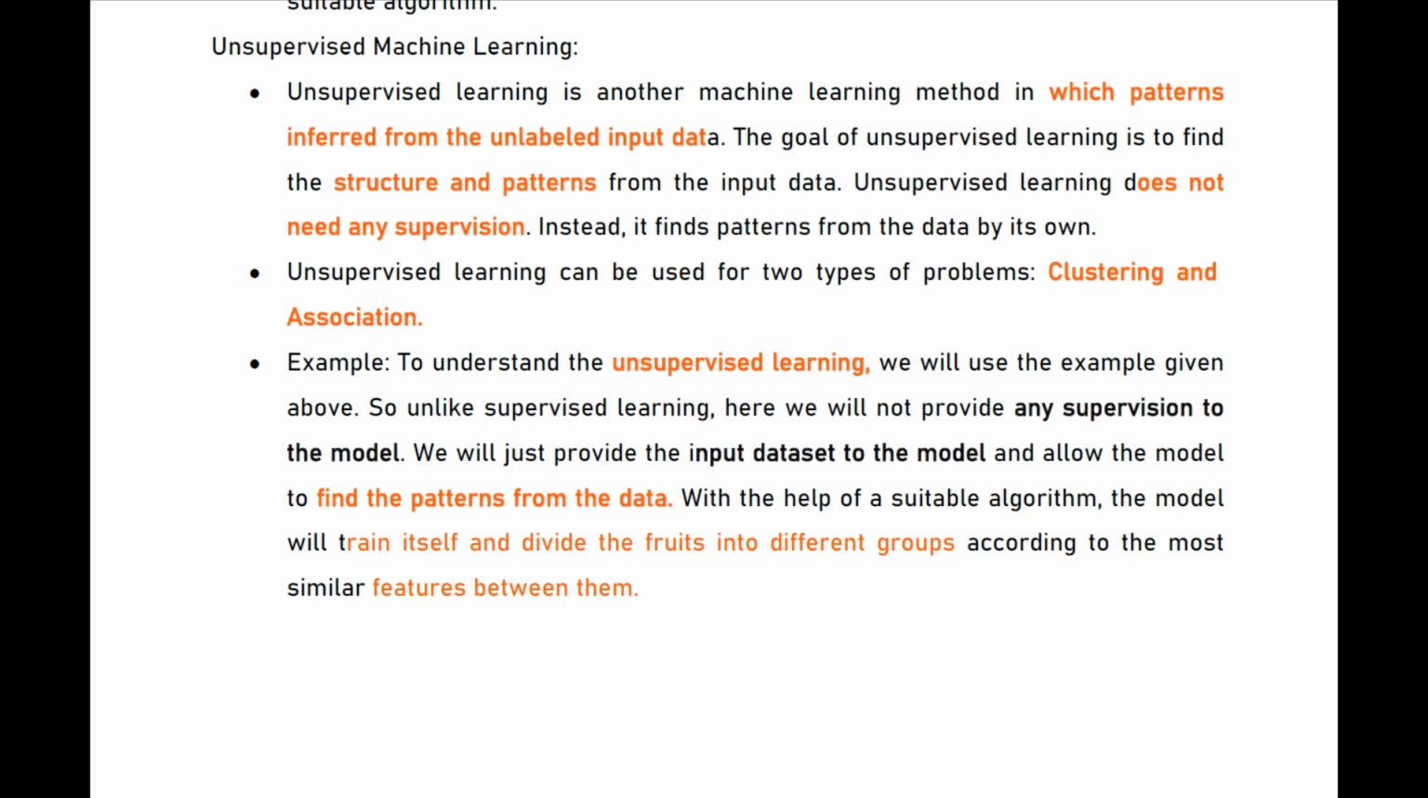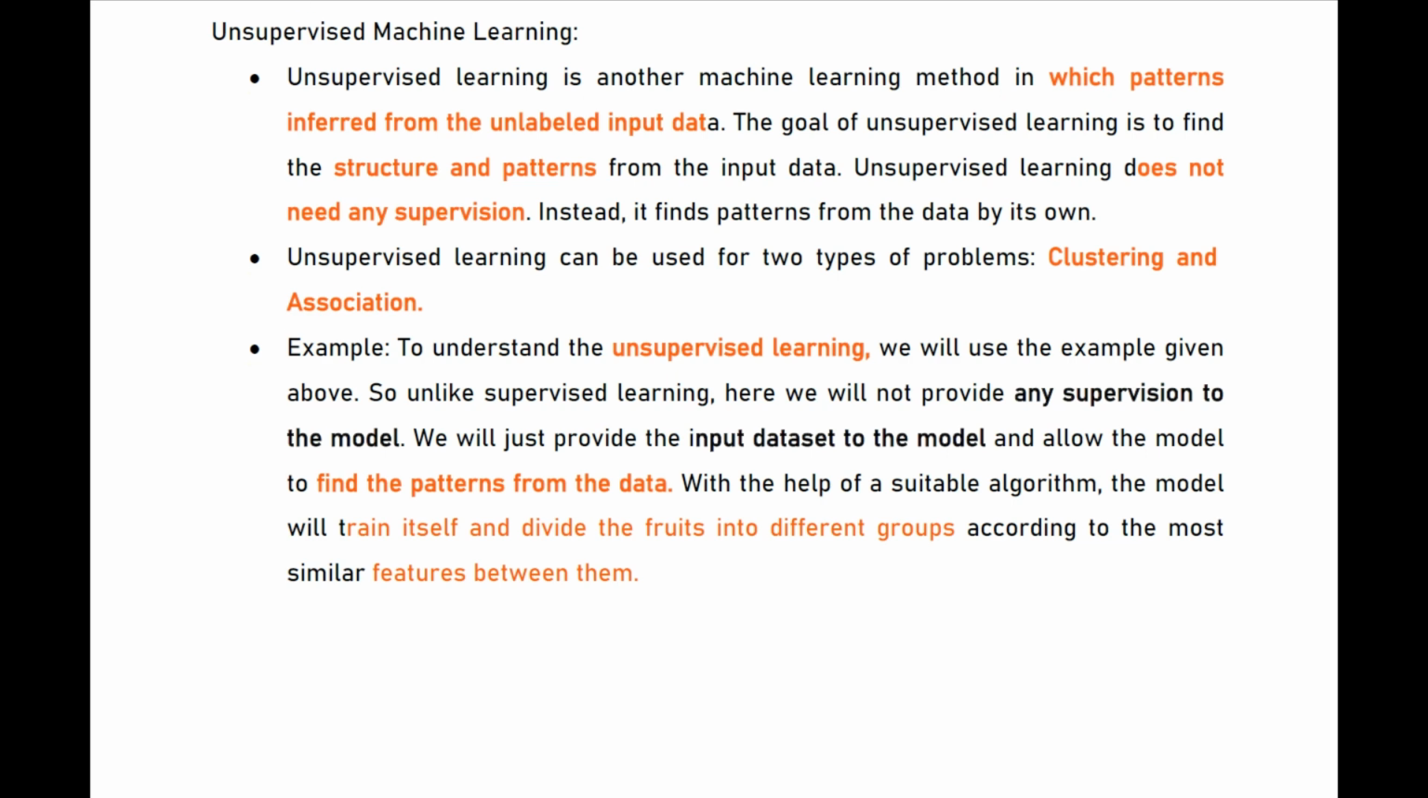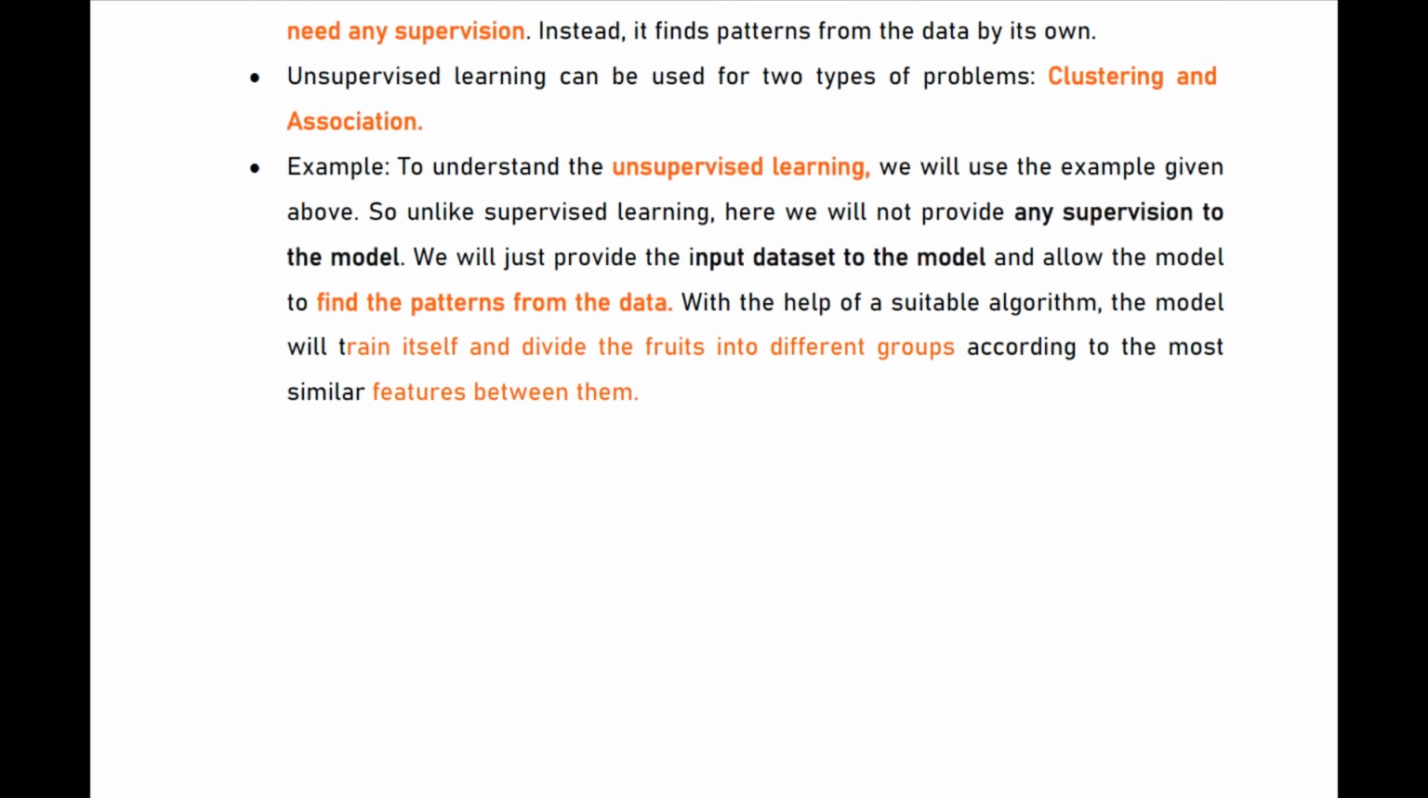Unlike supervised learning, there is no supervision provided, and the models have to find the pattern in the data with a suitable algorithm. The training itself divides the foods into different groups according to the most similar foods among them.